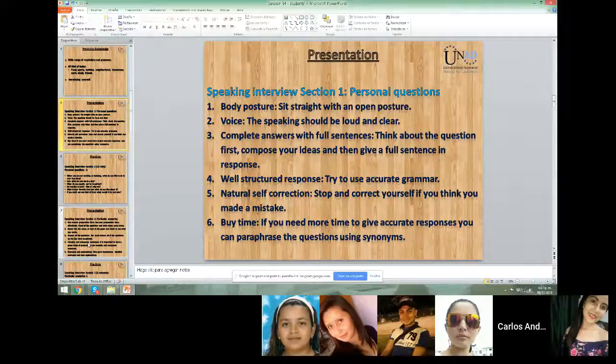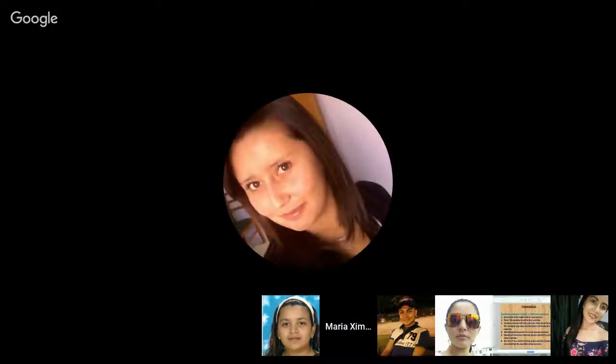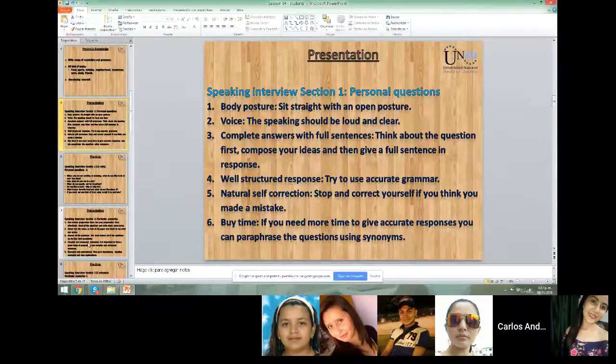Body posture. Sit straight with an open posture. So I'm going to see you in front of your camera and you're going to sit straight. And what is the meaning of an open posture? You are going to locate your arms, one on one side, one on the other. And if you are sat in front of a table, you are going to lay your hands there on the table. That is an open posture. Okay? So remember that because that is going to be very easy. In that way, your voice will sound better.